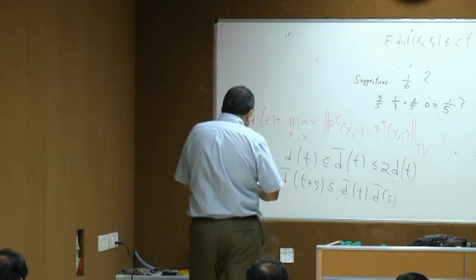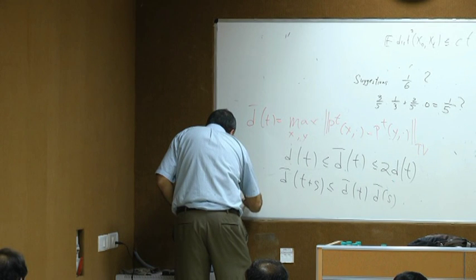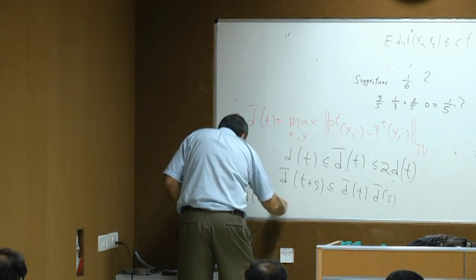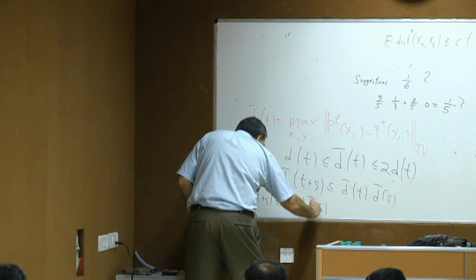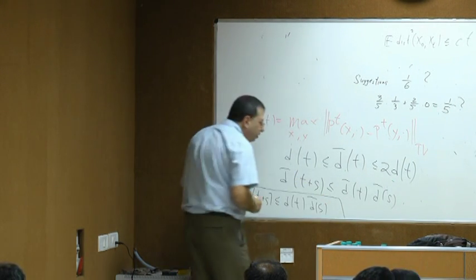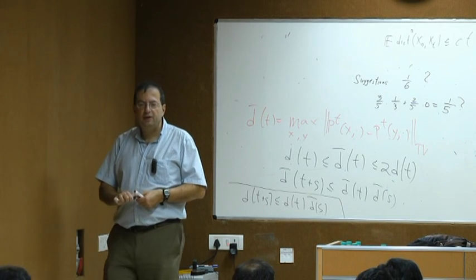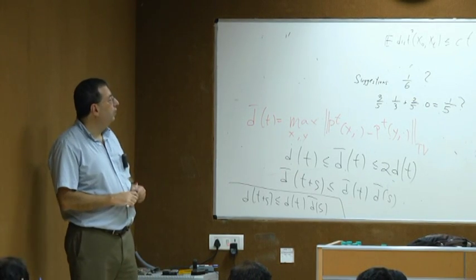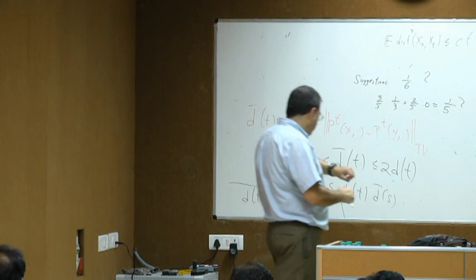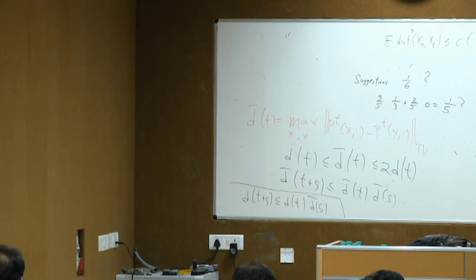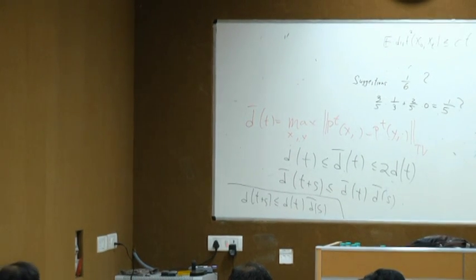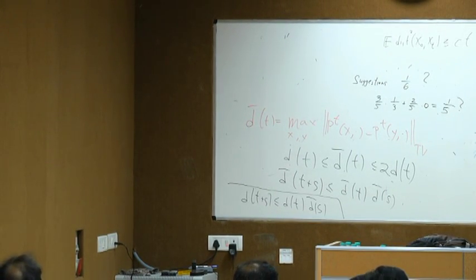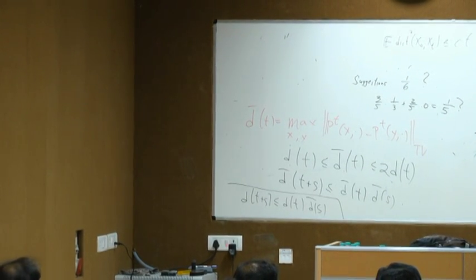So I also have the inequality d of t plus s is bounded by d of t times d bar of s. And that inequality leads to the one on the right. And in particular, we get that if I'm interested in t mix at epsilon, which is 2 to the minus k, I can easily bound it by k times t mix, where t mix was defined with epsilon, which was a quarter.